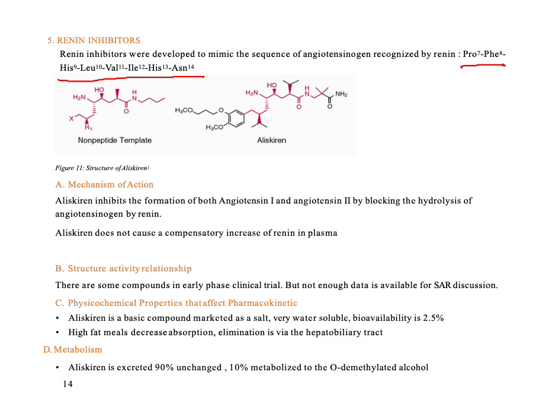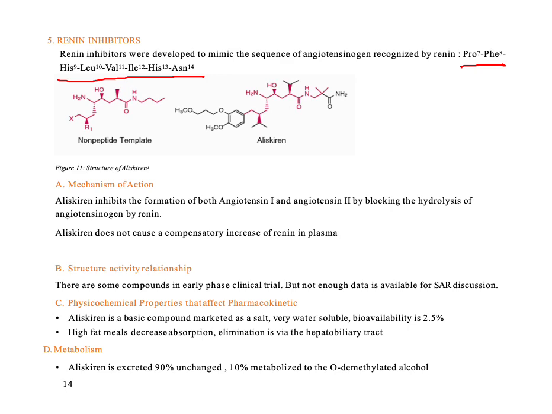I will not go through the same exercise that I went through with the ARBs to show you which amino acid is represented here. But when you look at the structure, you can infer which amino acids are represented. And I will not quiz you specifically on that for aliskiren. Now the mechanism of action here, aliskiren is going to inhibit both the formation of angiotensin 1 and angiotensin 2 because it's going to block the hydrolysis of angiotensinogen by renin.